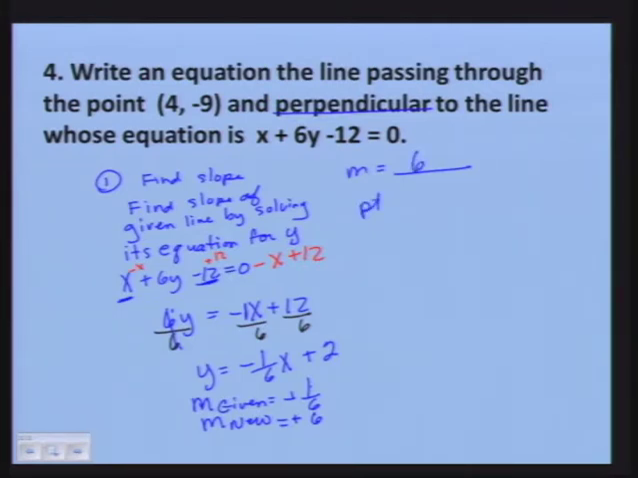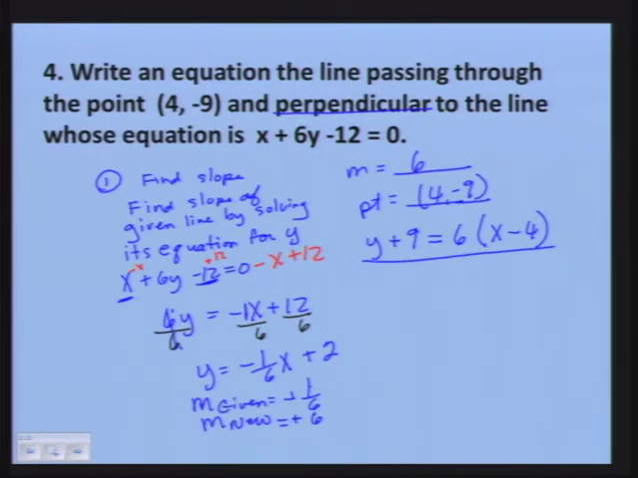The point is given to me, (4, -9). I'm now ready to write the equation of the line. y minus the y of the point. Can I think this time minus a minus becomes +9? If not, put in the extra step. Slope times x minus the x of the point. And there we are with our point-slope form.